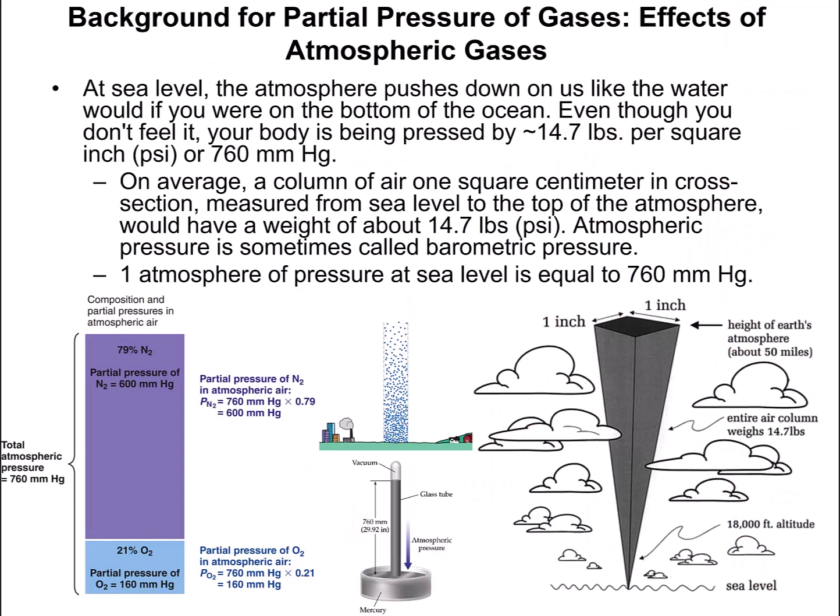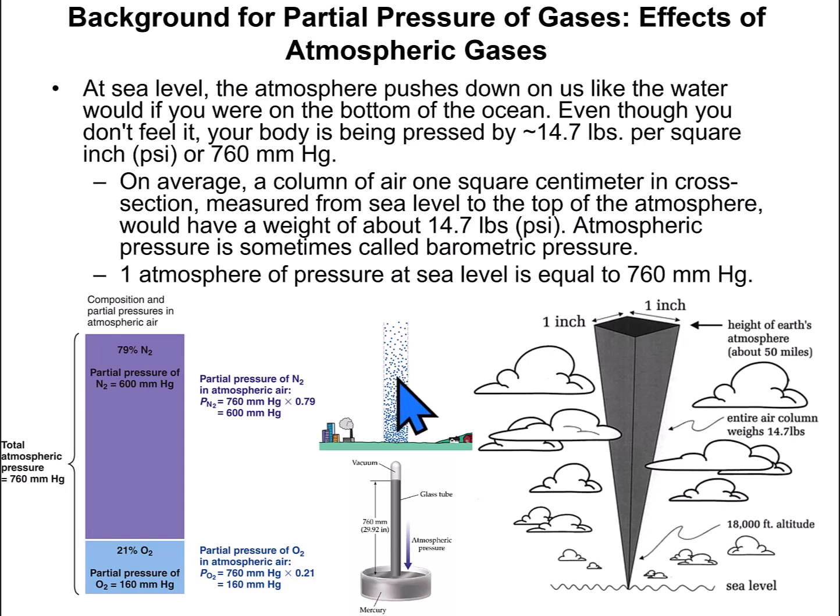When we're looking at pressure of gases, we have atmospheric pressure. At sea level, the atmosphere pushes down on us like the water would if you were at the bottom of the ocean. Even though you don't feel it, because your body also has gases inside that are pushing out, your body is being pressed on by about 14.7 pounds per square inch, or 760 millimeters of mercury of pressure. Every square inch of your body at sea level has all of these gases pushing down on you with that amount of pressure. But you don't feel this because you also have gases inside of you that are pushing back with the same amount of pressure.